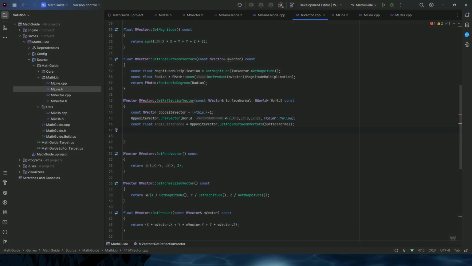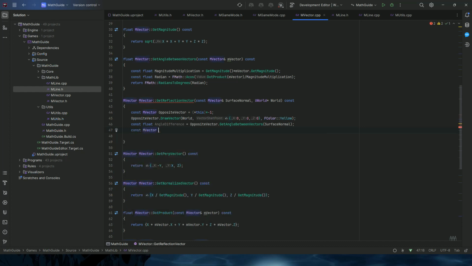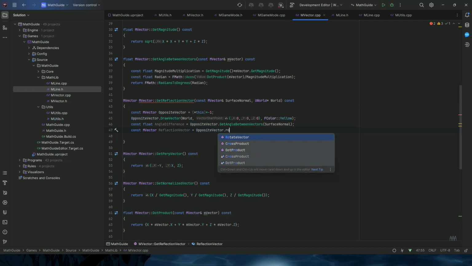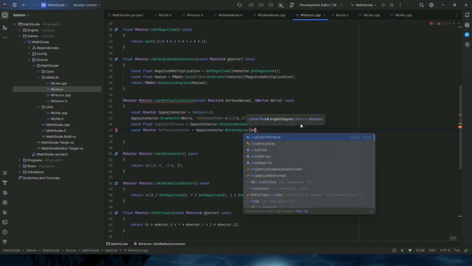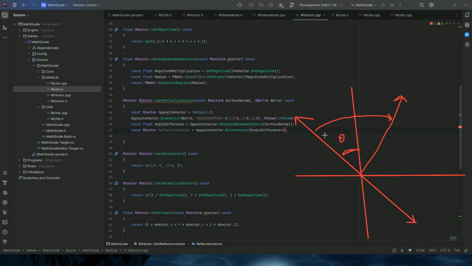So const vector, and it will be reflection vector, and we will opposite vector dot rotate, and we will rotate it with angle into 2, because we have to rotate it twice. So this is theta, and it will also be theta, so it will be 2 theta. Perfect.